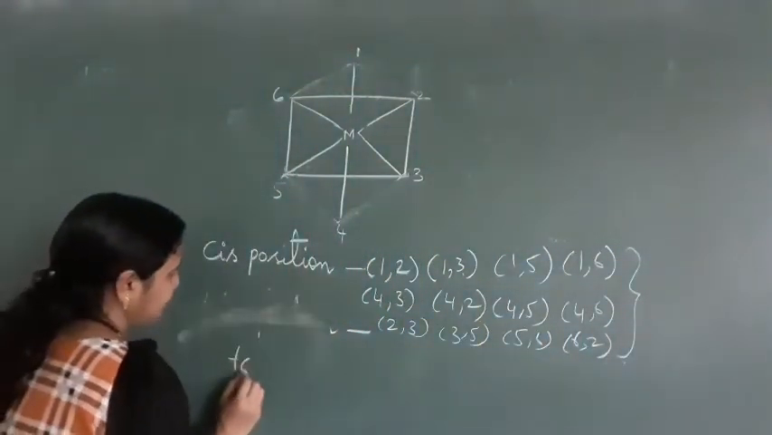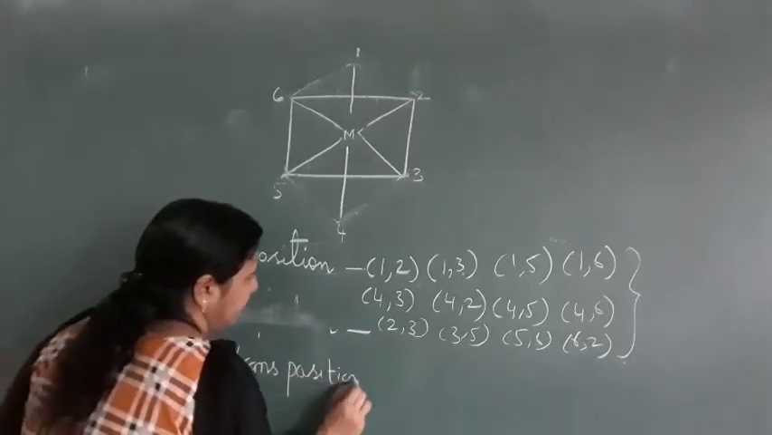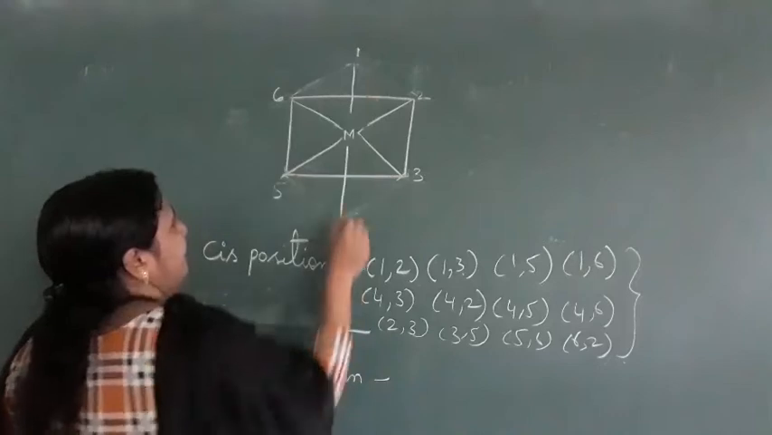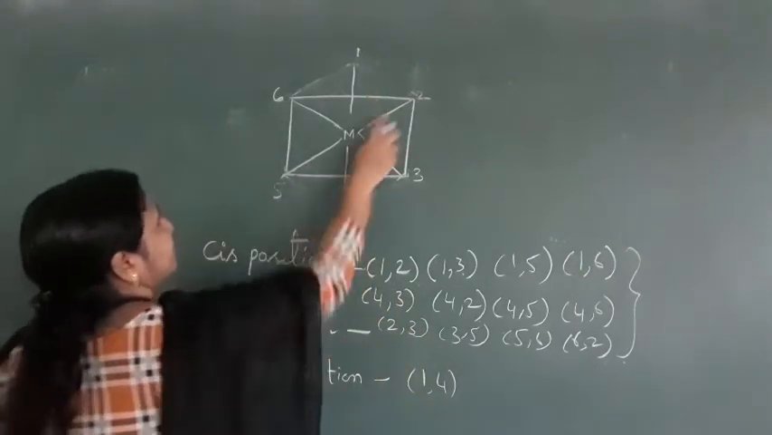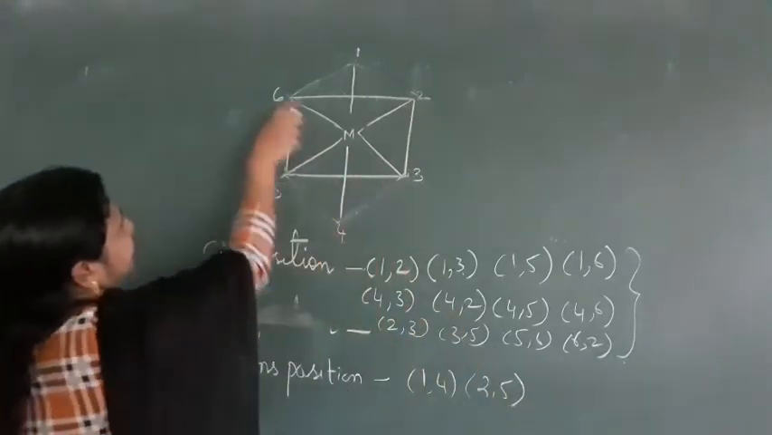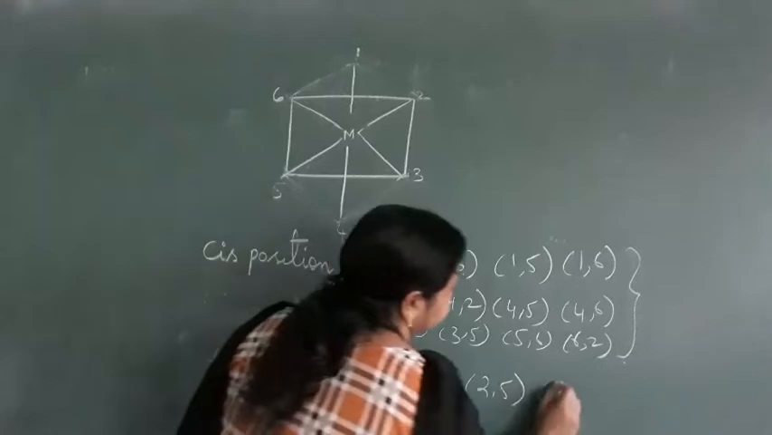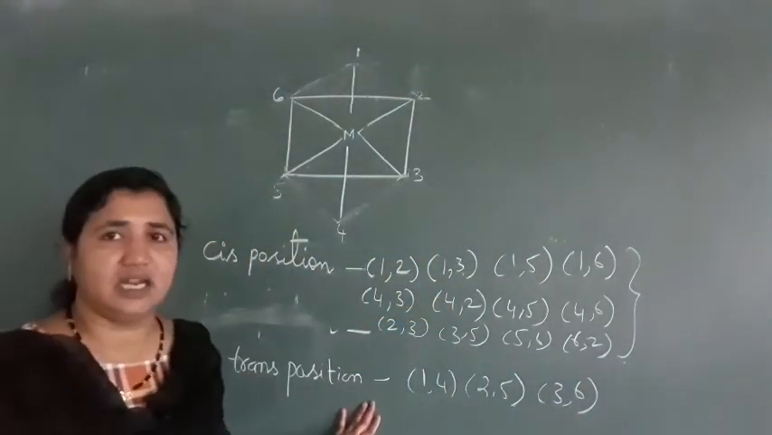What are trans positions? Trans positions are 1 and 4. Next we have 2 and 5, this one. And this 3 and 6, this one. So these are the cis positions, these are the trans positions.